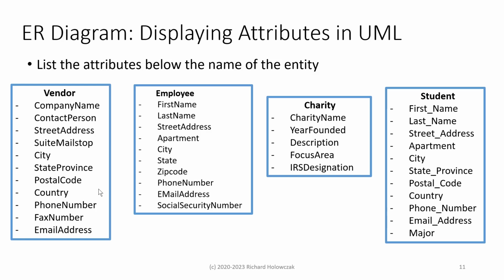In the Unified Modeling Language, when we want to show our attributes, we simply give them as a list underneath each name of the entity. So for that employee here in the middle, we have our first name, last name, street address, apartment, city, state, zip code, phone number, email address, and social security number. We simply list them below the name of the entity. Typically, the name of the entity is centered in the middle. Mine's a little bit off center.